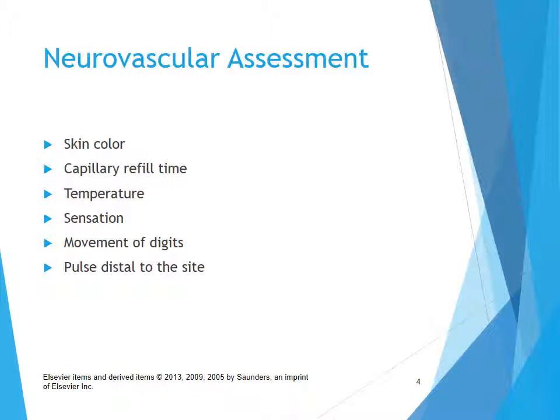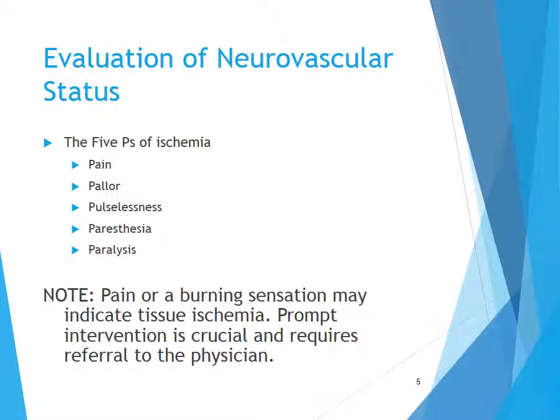When we talk about paresthesia, numbness, burning, or tingling is a serious concern, and that can lead to paralysis if not corrected. Here are the 5 P's of ischemia: pain, pallor, pulselessness, paresthesia, and paralysis. Again, the 5 P's are so important in evaluating the musculoskeletal patient that you have. Pain or a burning sensation may indicate tissue ischemia. Prompt intervention is crucial and requires referral to the physician.